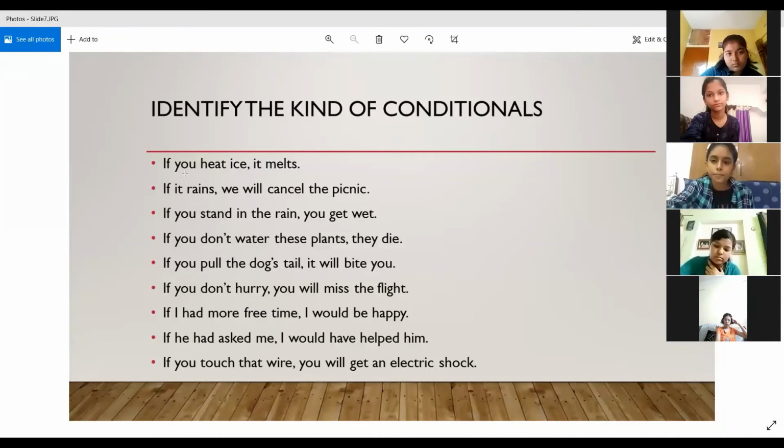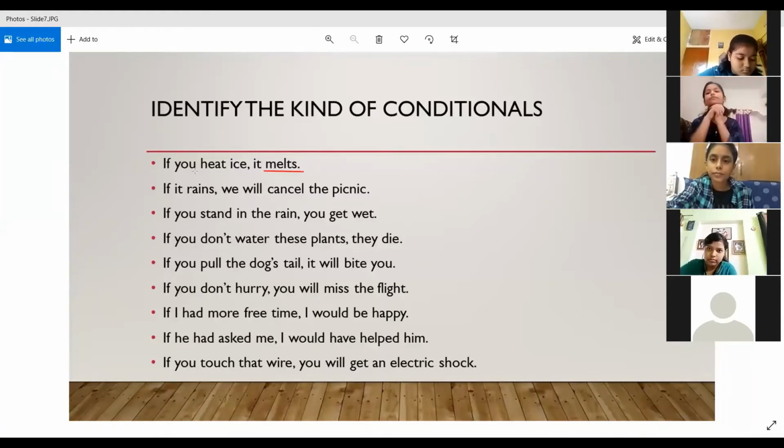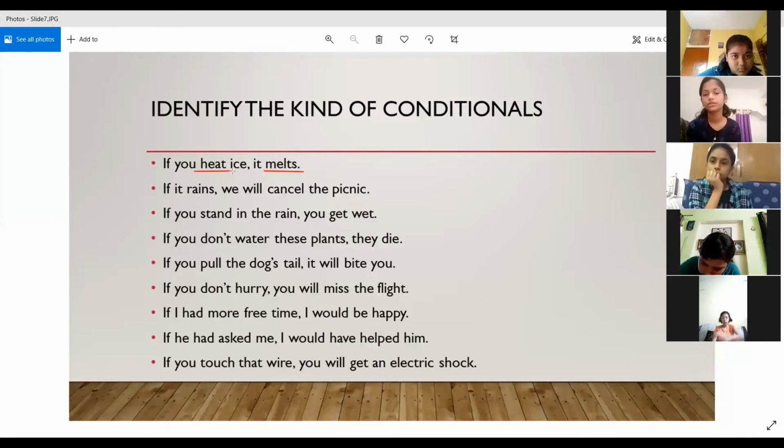Yes, it is a scientific phenomenon that if you heat ice, it is going to melt. That is for sure. It is a general truth. It is a scientific fact. And moreover, we can see that simple present tense has been used, melts has been used, and heat has been used. And both are simple present form of tense. So basically, I'm going to write over here 0, first, second, and third. So you will understand whether it is zero conditional, first, second, or third conditional. So I'm not going to write everything. I'm going to write 0 over here.